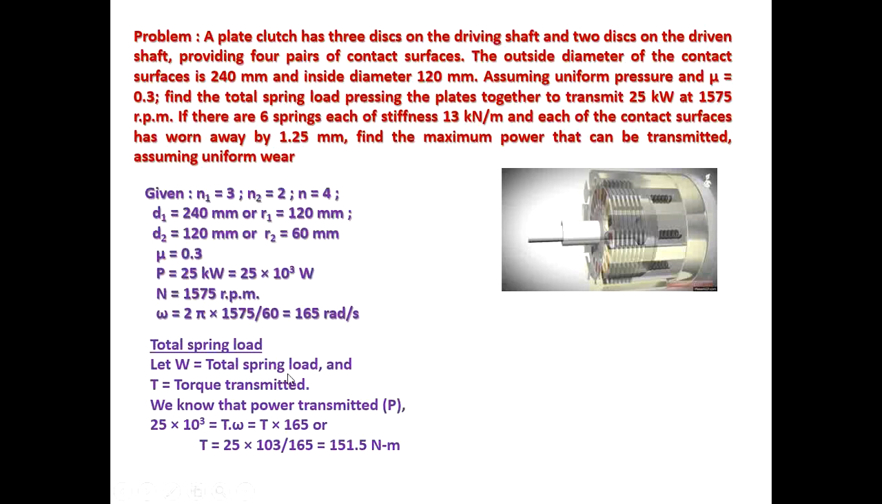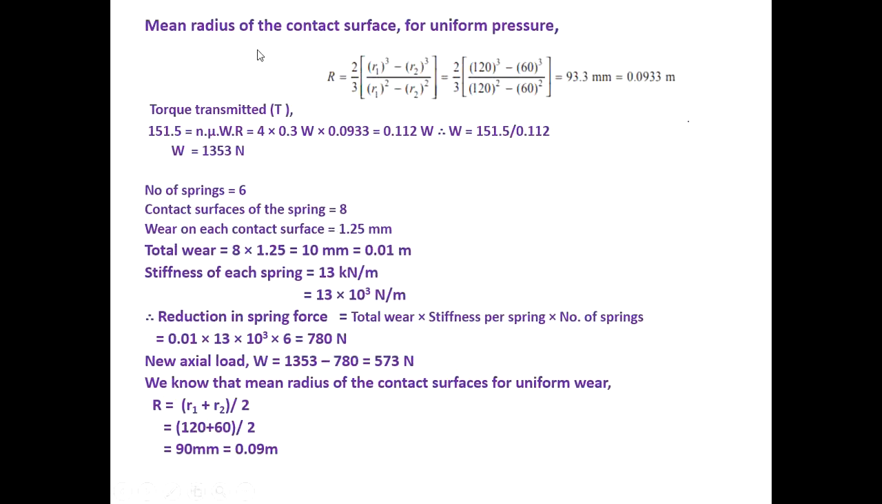Let us take W as the total spring load and T as the torque transmitted. We know that power P equals T into omega. Since we know power, we can determine T. Since P equals T into omega, T can be determined by P by omega. So 25 into 10 power 3 by 165 gives us 151.5 Newton meter. Now consider the mean radius of the contact surface. Since initially we have considered uniform pressure, R equals 2 by 3 into (R1 cube minus R2 cube) by (R1 square minus R2 square). By calculating this we get the value as 0.0933 m.